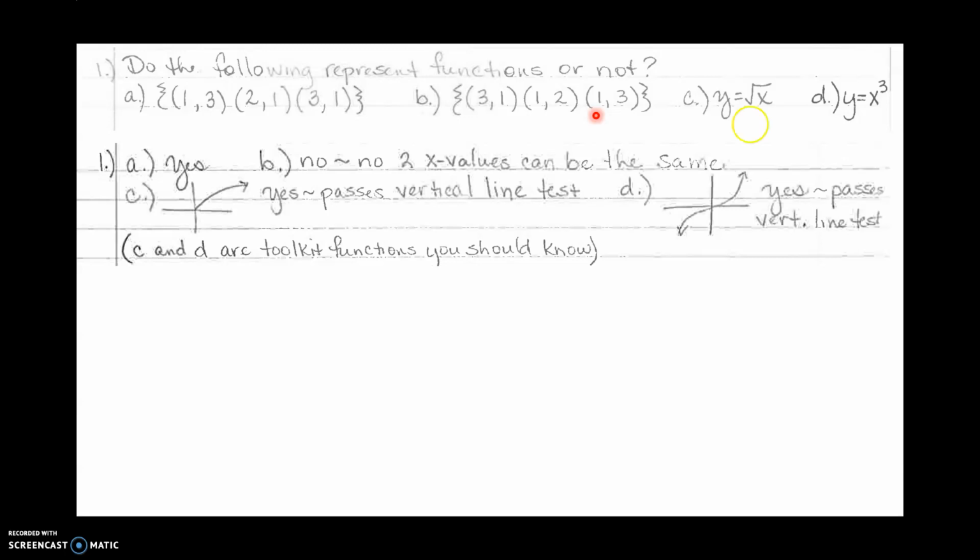And then for these last two, these are toolkit functions from section 3.2. That means we are supposed to know what those graphs look like. All right, so for the square root of x, that's the graph that looks like this. And so the easiest way to tell if that's a function is to see if it passes a vertical line test. So if I can draw vertical lines and not hit my graph in more than one spot, then yes, it is a function. All right, y equals x cubed. So here's y equals x cubed, another one of those toolkit functions. And again, if I were to draw vertical lines, I would not hit the graph in more than one spot. So yes, that is also a function.